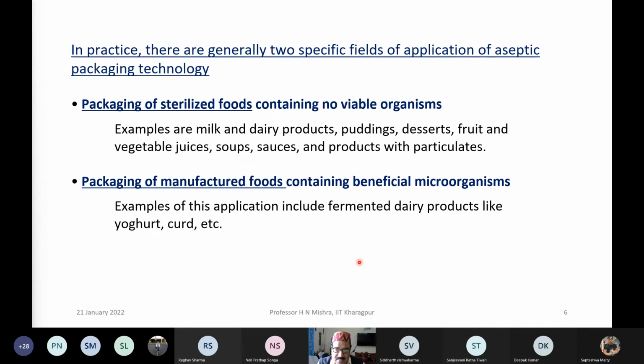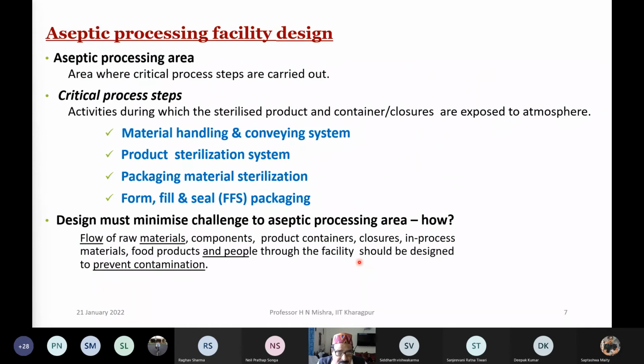But in general categorization, the conditions of aseptic processing and packaging will differ accordingly, depending on whether the material inside has live microorganisms or not. Okay, so the first important thing is the aseptic processing facility design. That is the area where critical process steps are carried out, called the aseptic processing area inside the production facility. The product may come from a separate room for primary processing, and the packaging material comes from elsewhere, but the room where the machine does the actual packaging operation is called the aseptic packaging area.